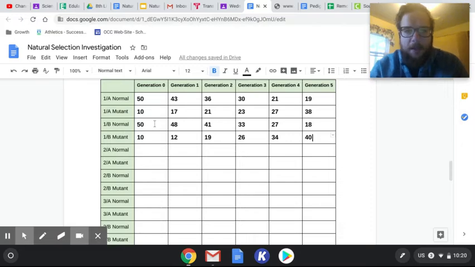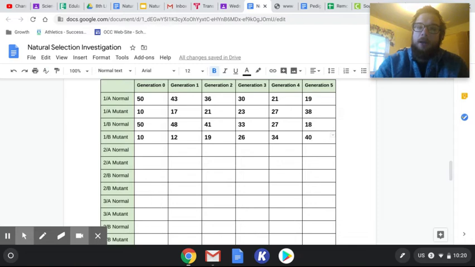And again, we see the same pattern here. This mutation is beneficial. Okay. We're losing normals, we're gaining mutants over time. Therefore, we can conclude that the mutants are having greater reproductive success than the normals in this case.